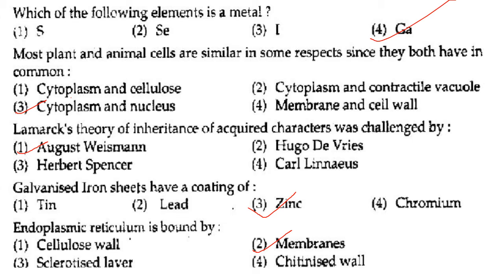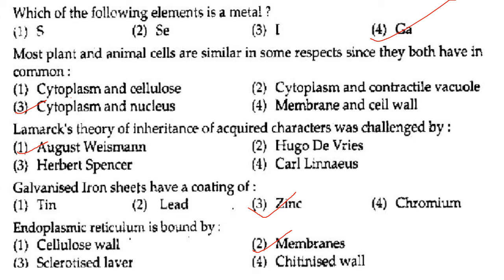Lamarck's theory of inheritance of acquired characters was challenged by: Option 1, August Weismann. Option 2, Hugo de Vries. Option 3, Herbert Spencer. And 4, Carl Linnaeus. Answer is option 1, August Weismann.